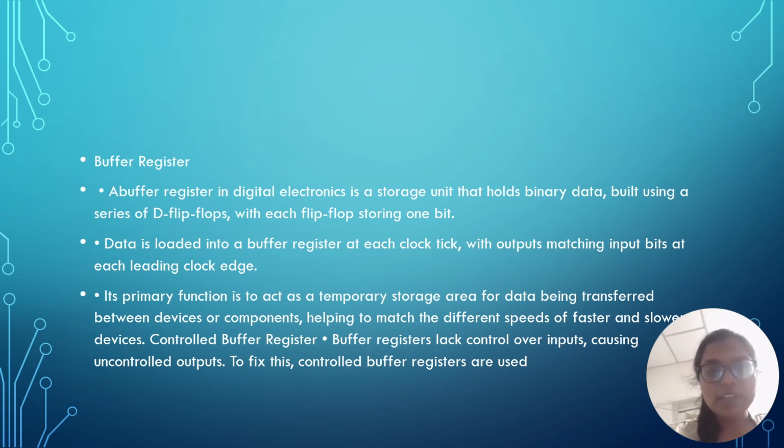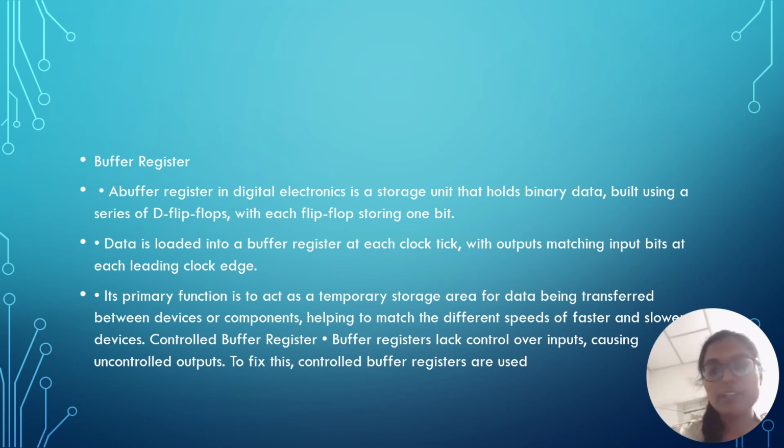Its primary function is to act as a temporary storage area for data being transferred between devices or computers, helping to match the different speeds of faster and slower devices. Control buffer register. Buffer registers lack control over inputs, causing uncontrolled outputs. To fix this, control buffer registers are used.